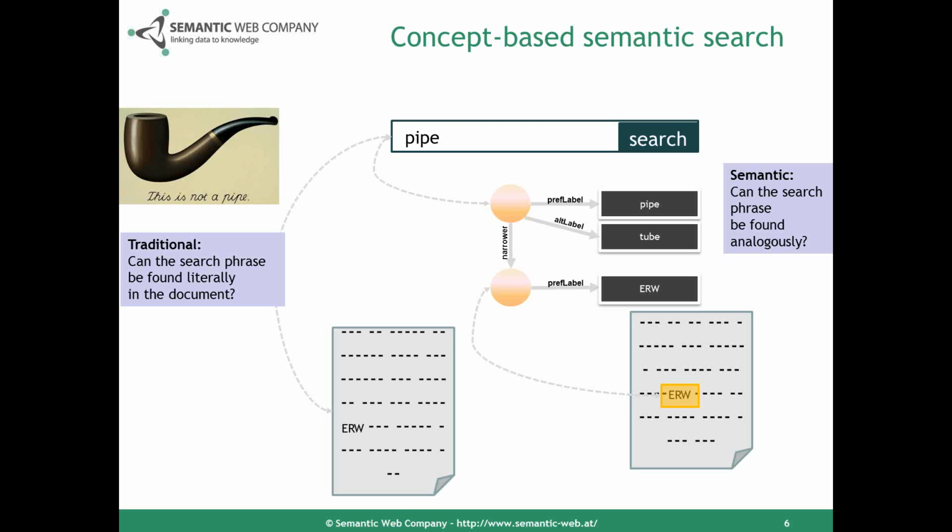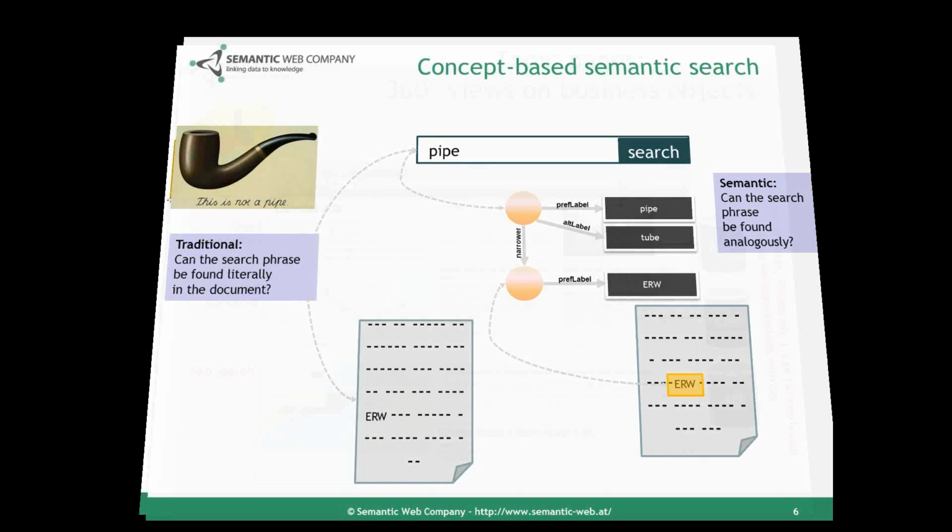This is a little example of a semantic network. One is probably typing in pipe, for instance, and in a traditional search engine, the person would not find the document which talks about ERW, which is a certain type of tube. And a tube is a pipe, and that's again something we would not find that easily if we were not in the position to have a semantic knowledge model in the background to build up a concept-based semantic search. So that's the difference between the traditional and the semantic search in general.